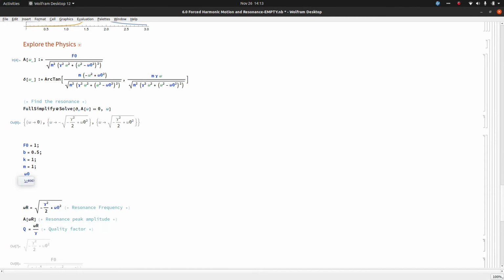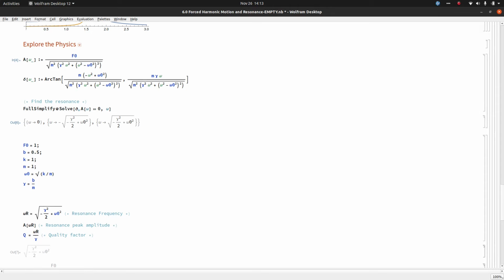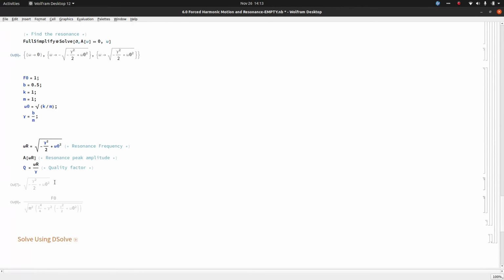Recall that omega is equal to... what's the keyboard shortcut for square root? We'll do square root K over M. We've got gamma, which is the damping constant B divided by M. So we've got a few different parameters in here.